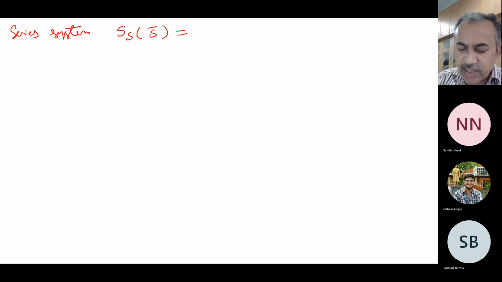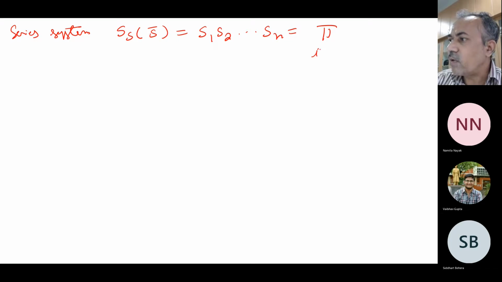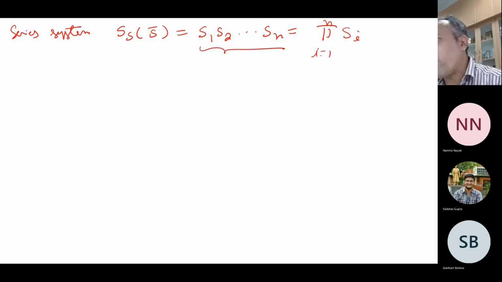So you can write this as the product of these individual variables S1 up to Sn. Okay, so the product over i equal to 1 to n of Si. So what is the meaning of this expression? If one element fails, now among all these elements, say S3 fails, now what happens to the overall system?